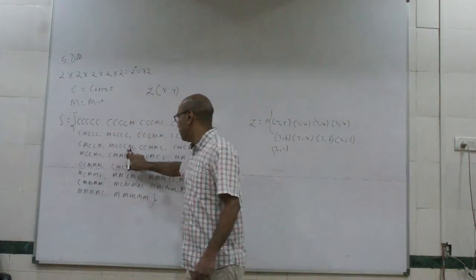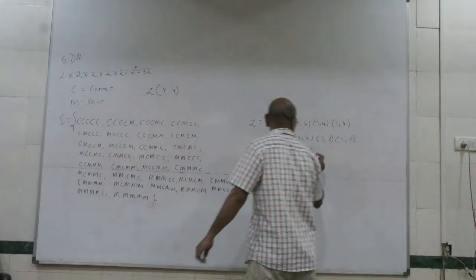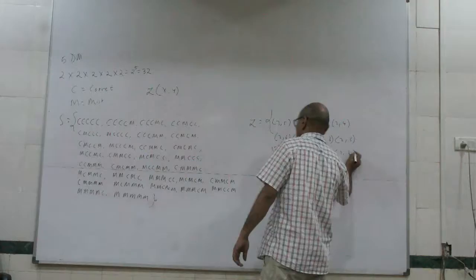1, 2, 3, 4, 5, 6, 7, 8, 9. Here we are, right? Yeah. So this one is 2 and 3. Now this one is 2 and 3. This is also 2 and 3.